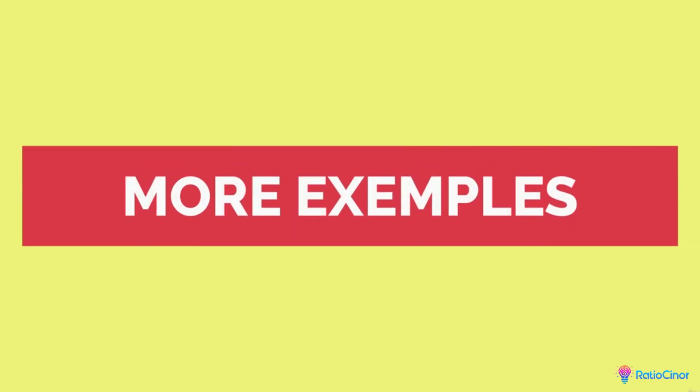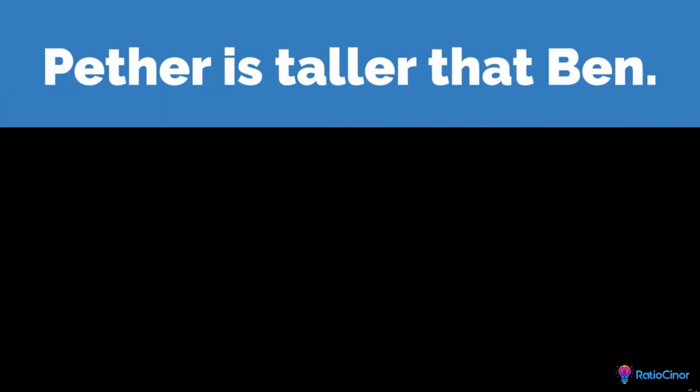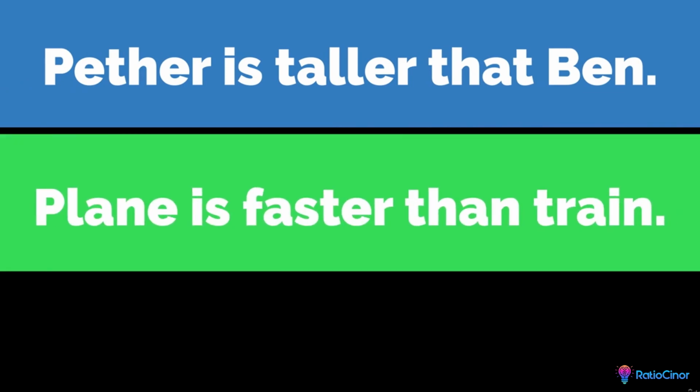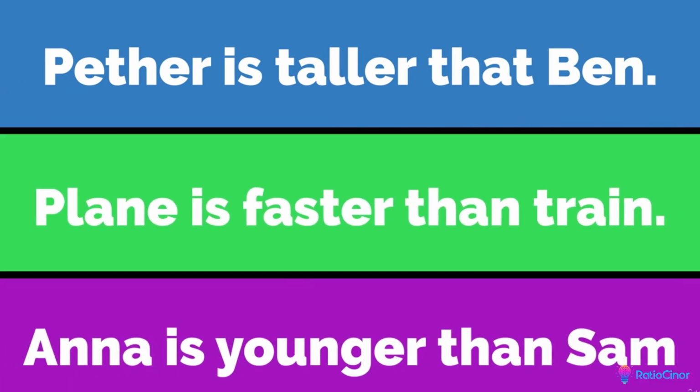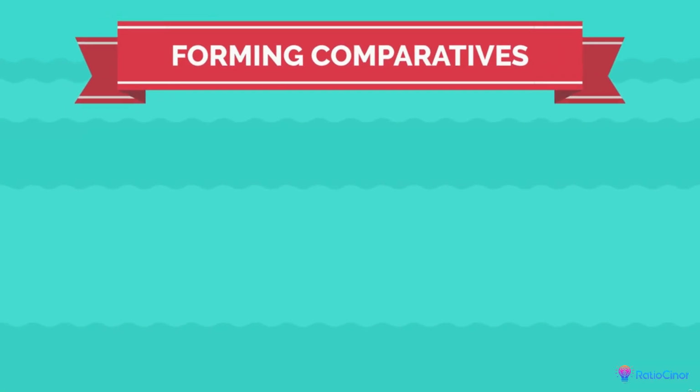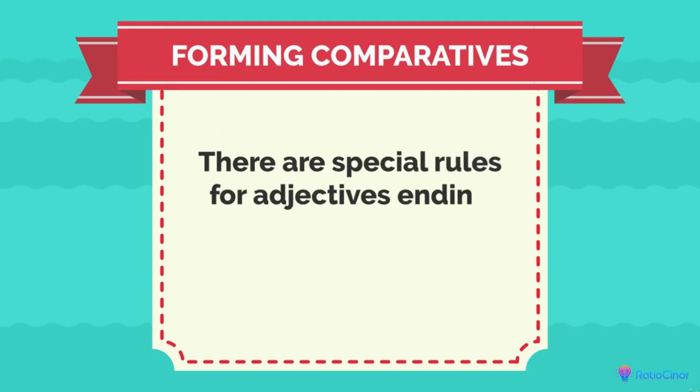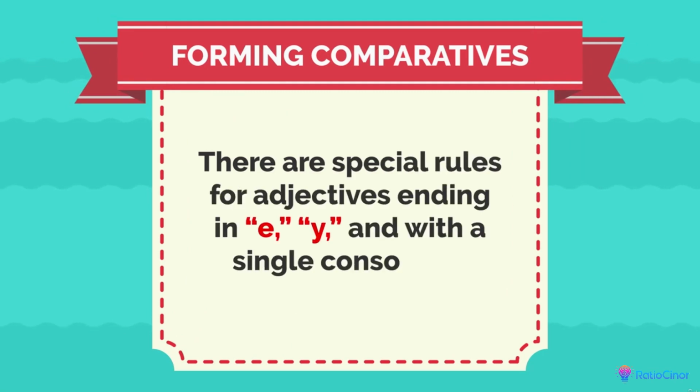More examples. Peter is taller than Ben. Plane is faster than train. Anna is younger than Sam. Forming comparatives. There are special rules for adjectives ending in e, y, and with a single consonant.